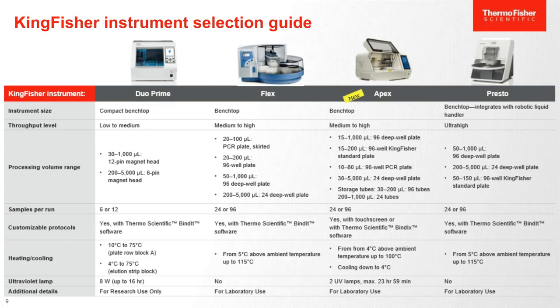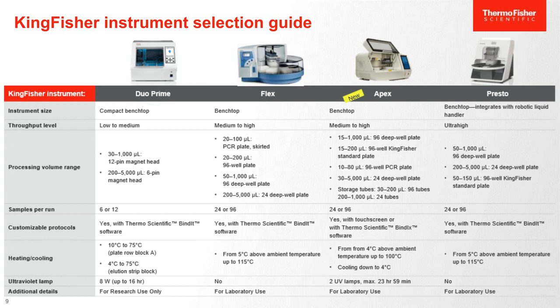Just to go into a little bit more detail about the individual systems and how they compare to each other, I'm not going to go through the whole slide, but I will highlight that the Duo Prime is focused on that compact benchtop instrument, right? So for low to medium throughput, and when you're working on 96 well plates, they extract 12 samples at a time. When you go to the 24, you're extracting 6 samples at a time, and this is really good for research use only.